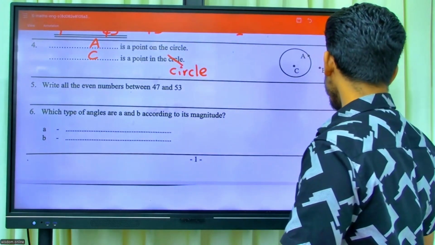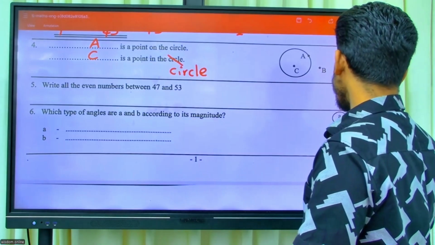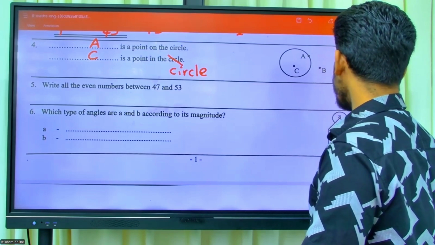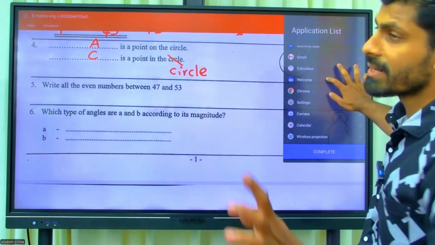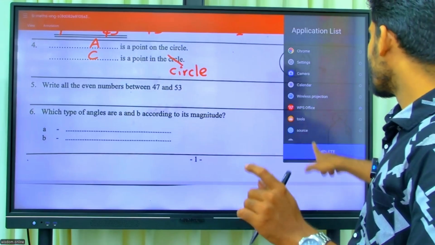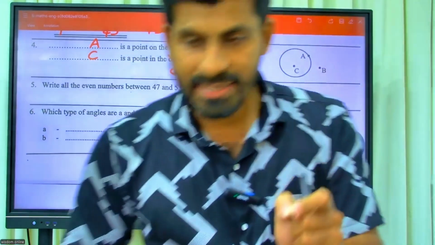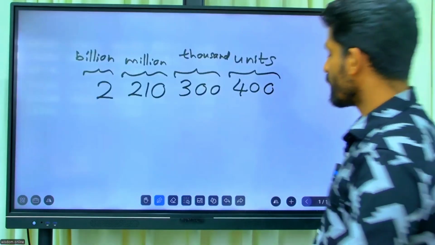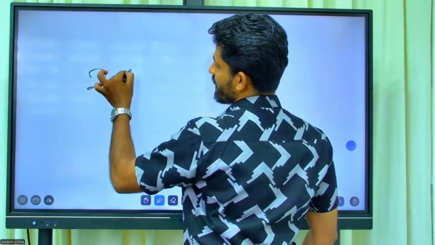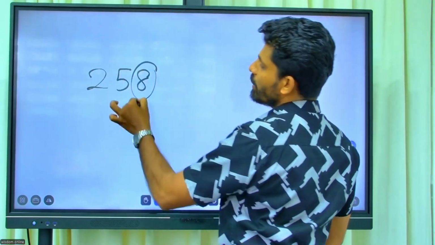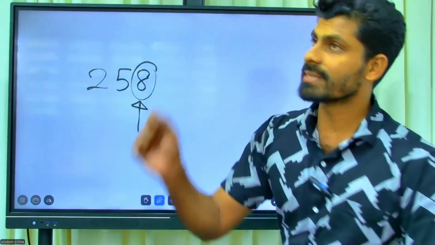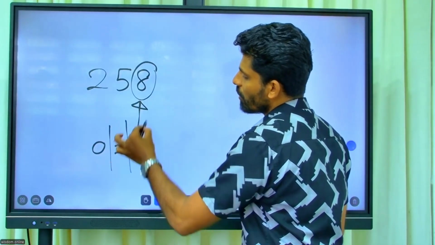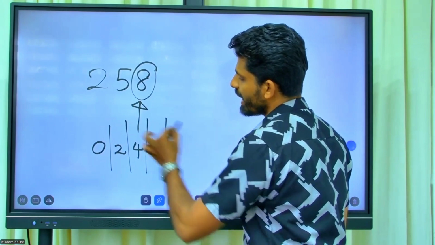How to identify an even number? Just quickly talk with me. We can identify an even number by looking at the last digit. Look at the last digit. The last digit should be equal to 0 or 2 or 4 or 6 or 8.